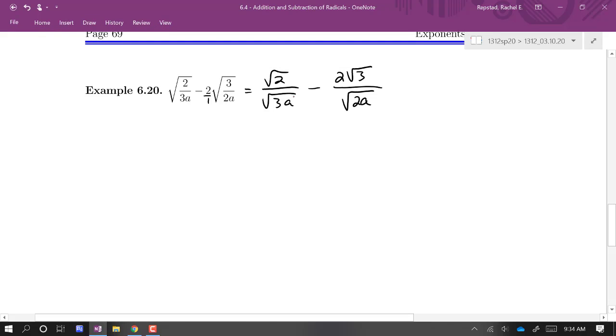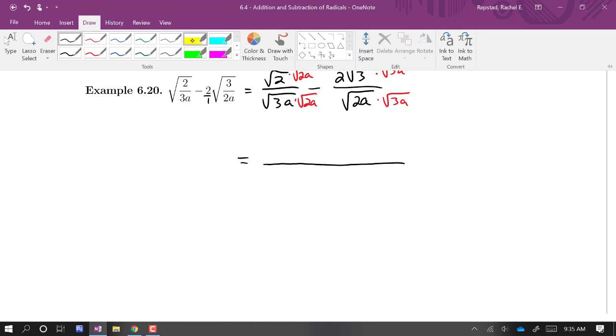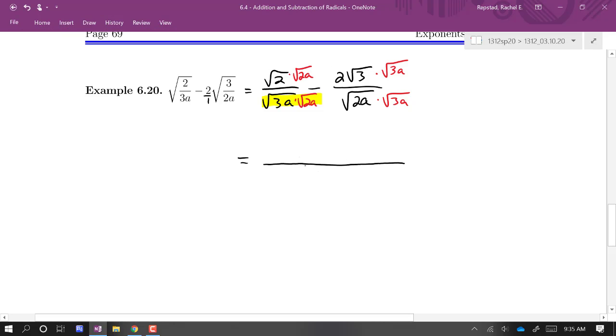I'm going to go ahead and just zap the first fraction with a root 2a on the top and the bottom, and root 3a on the top and the bottom over here. What is the common denominator? What do we get? Getting started, what do we end up with in the denominator, inside a square root, right? Oh, I get 6a squared.